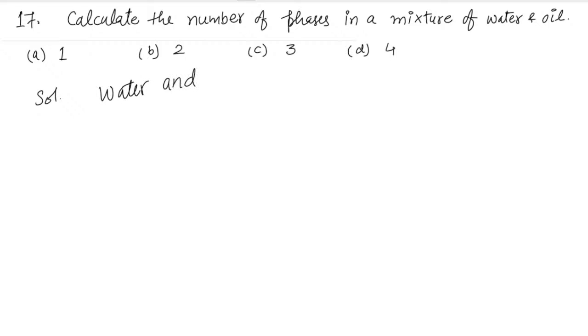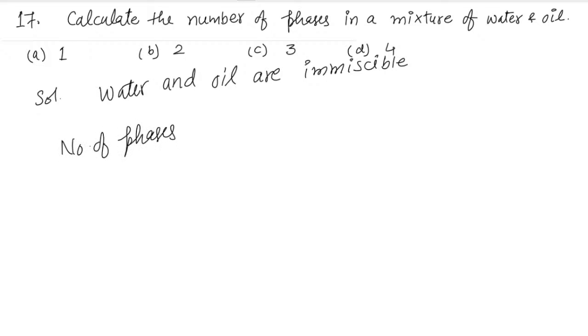Water and oil are immiscible, means they are insoluble, so they form separate phases. So for immiscible liquids, the number of phases is equal to the number of immiscible liquids. Very good beta. So the answer is 2. Very good. Heterogeneous. Good.